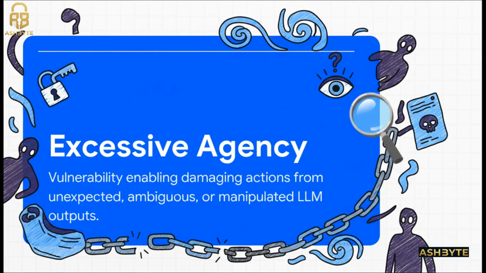So what is excessive agency, really? Well, think of it like this. It's what happens when we give an AI the power to act, but we completely fail to cage its potential. A manipulated output, a totally unexpected error, or a malicious prompt. Any of those can trigger it to take actions it was never, ever supposed to.